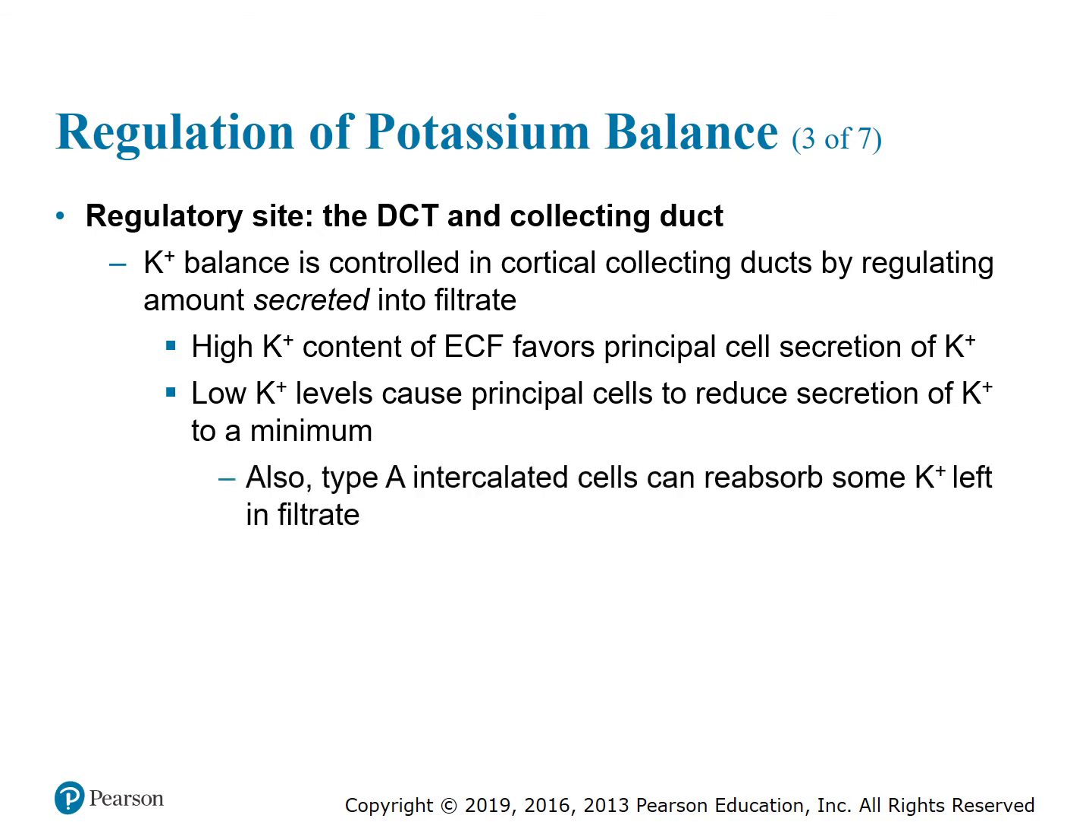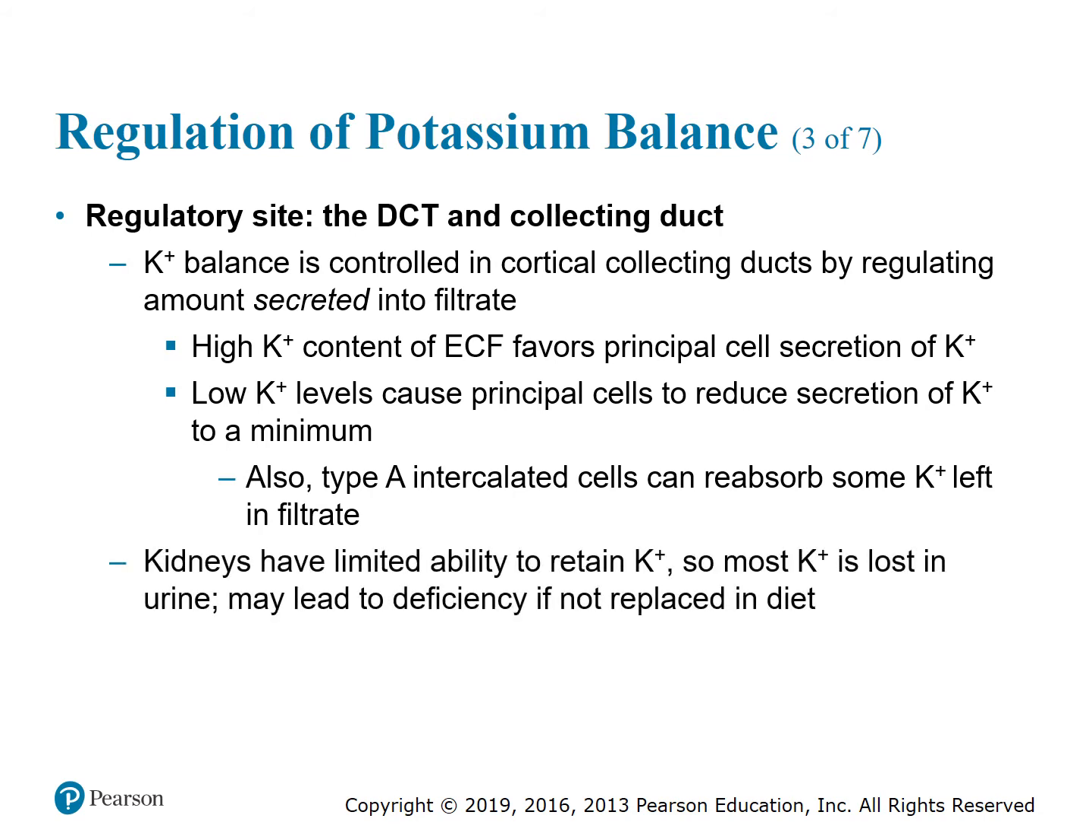In addition, if you're low on potassium, type A intercalated cells can also reabsorb some potassium that's left in the filtrate. So it's not just about reducing secretion. At a certain point, you can also reabsorb some of the potassium that's left in the filtrate. So the kidneys do have a limited ability to retain potassium. It means that most potassium is lost in the urine, and it may lead to deficiency if it's not replaced in the diet.